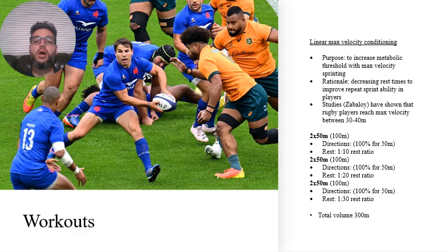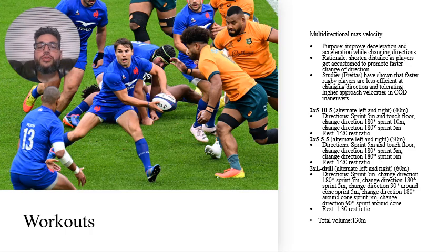So total volume 300 meters. So essentially why we're increasing the rest ratio is, as you are going at max velocity, you're going to get tired and you're not going to have the energy. So increasing the amount of rest there is going to help to at least get to a level where the metabolic fatigue is not going to be too high, but you're able to still perform at that max intensity, which is what we're aiming for.